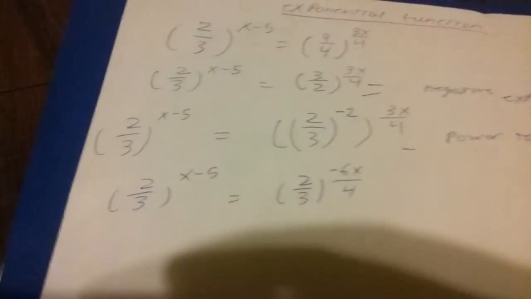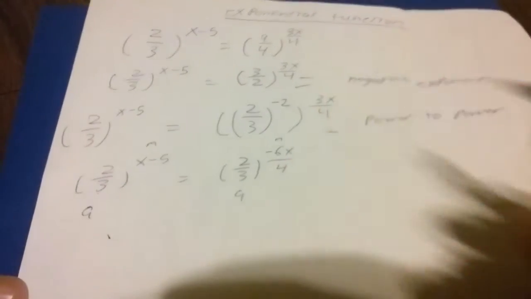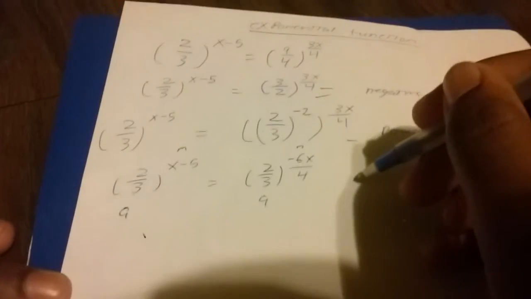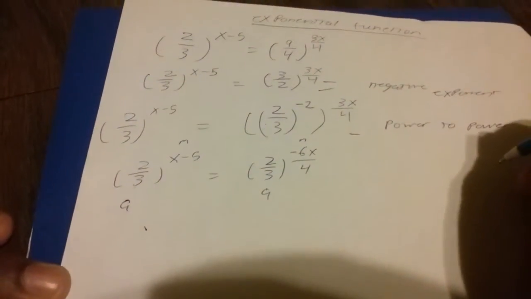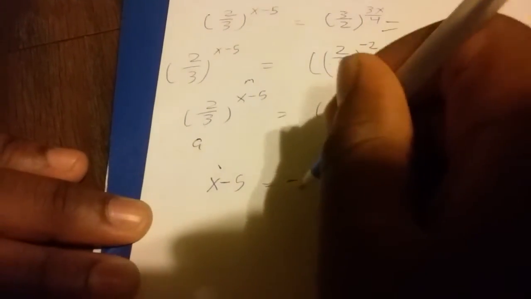Now, since we have 2/3 equal to 2/3, this is a, and this is a, and this is m, and this is also n. So, thus, given by the one-to-one property, this comes to x minus 5 equals negative 6x over 4.